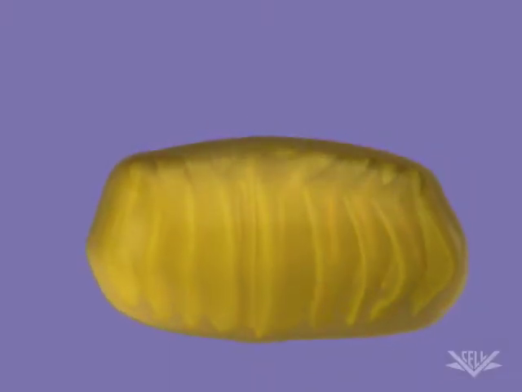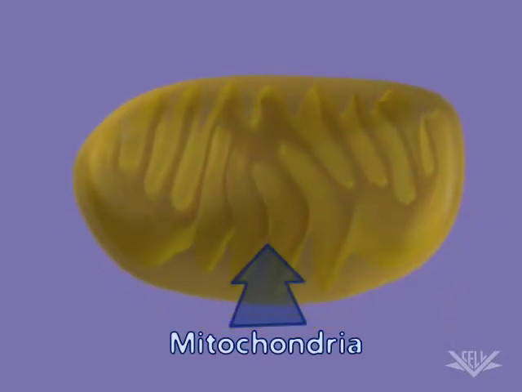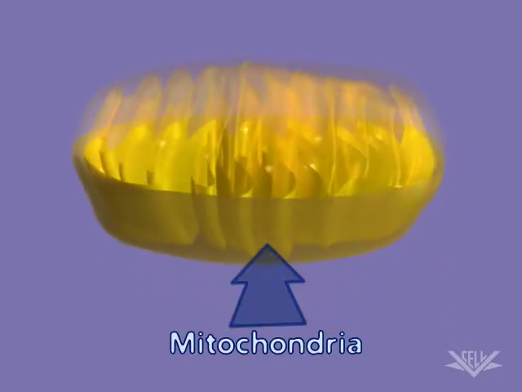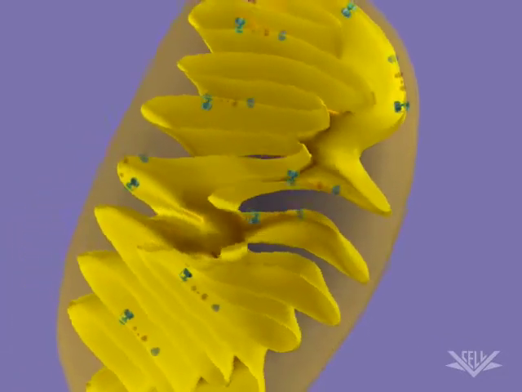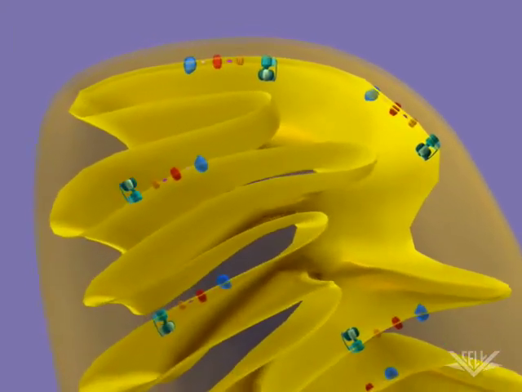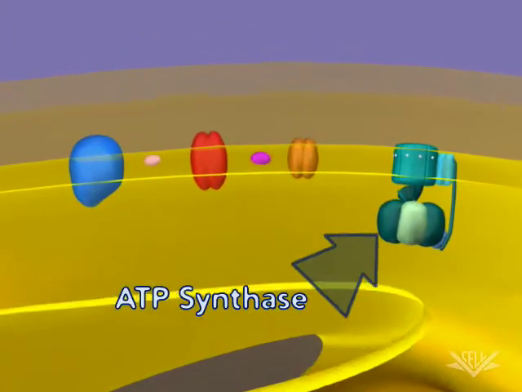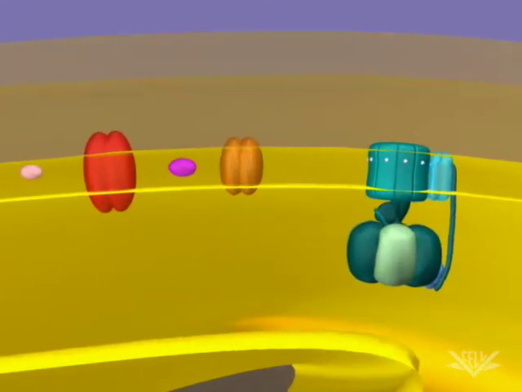Gradients and the potential energy they create are key aspects of the biological world. A good example of the use of a gradient occurs in the mitochondria when ATP is synthesized. ATP is synthesized by ATP synthase, a large complex of membrane-bound protein. Here we see ATP synthase, along with other membrane-bound proteins.